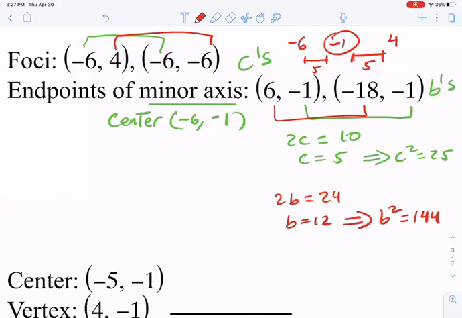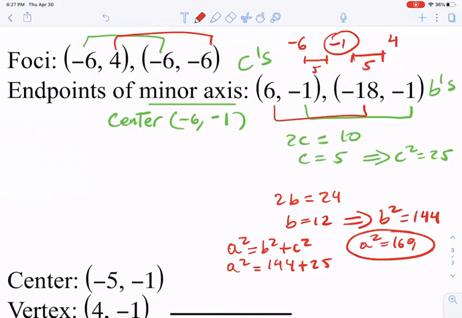Now we need to find the a squared for our equation. So a squared equals b squared plus c squared. The b squared is 144, the c squared is 25, so this is 169. Agree? So that should be your a squared value.